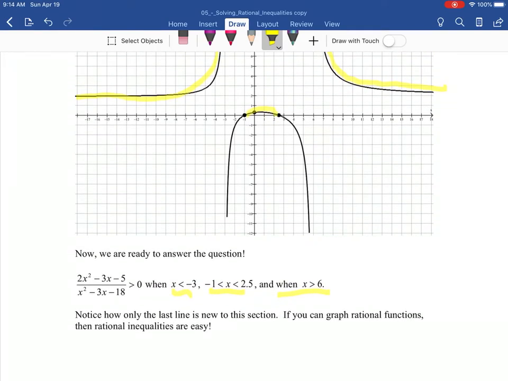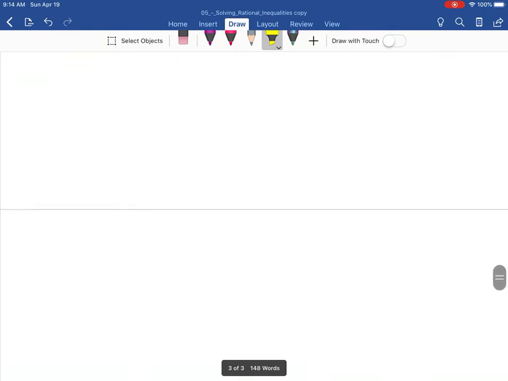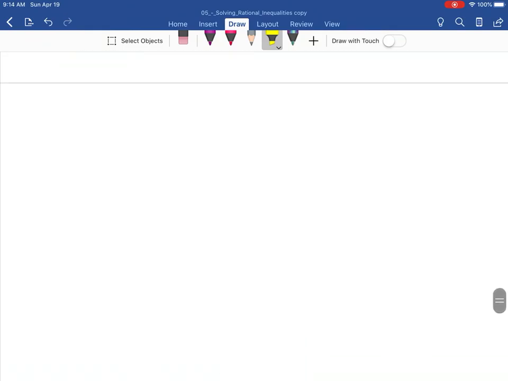The good news is if you can graph rationals, you should be able to come back here and go, oh, so I just graph it and look at it when it's greater than 0. That's all I have to do today. And the answer to that is yes, except for one little thing that I have to show you.